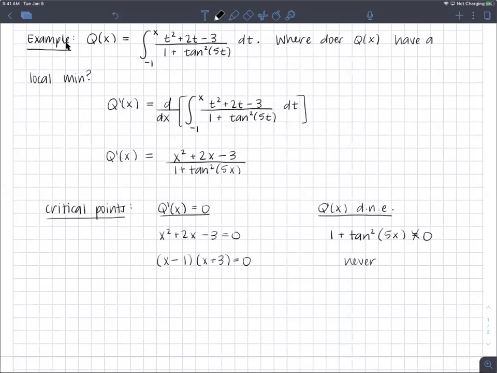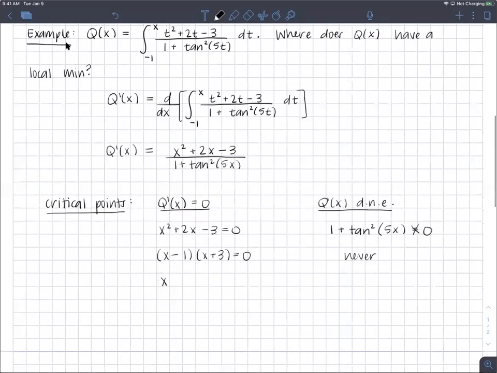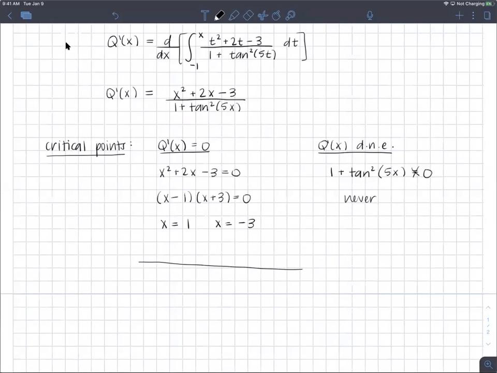Yeah, okay, cool. And then so you get x is equal to 1 and x is equal to negative 3. And so now comes the point where we test around these. So you draw your number line, that's a straight line. And so you've got negative 3 and you've got positive 1. And so this is the one where you would start checking things, right?